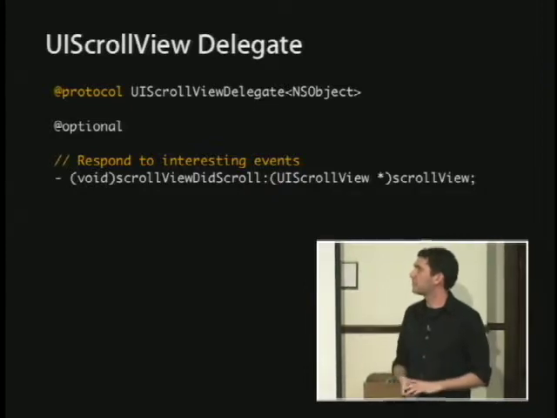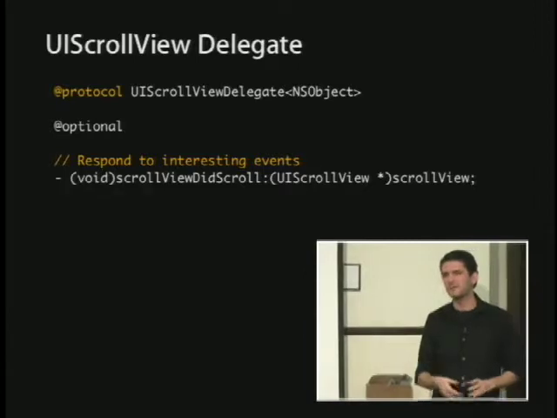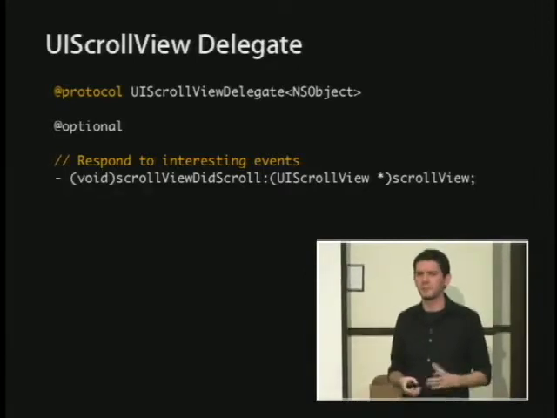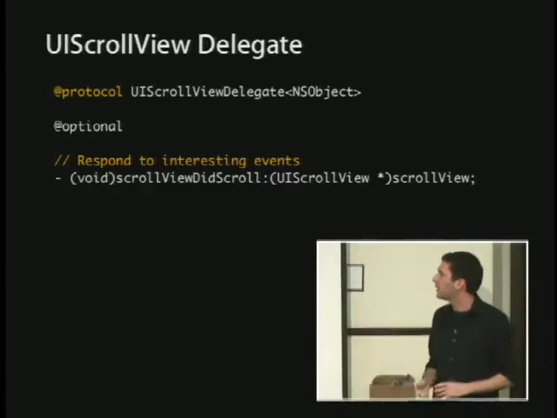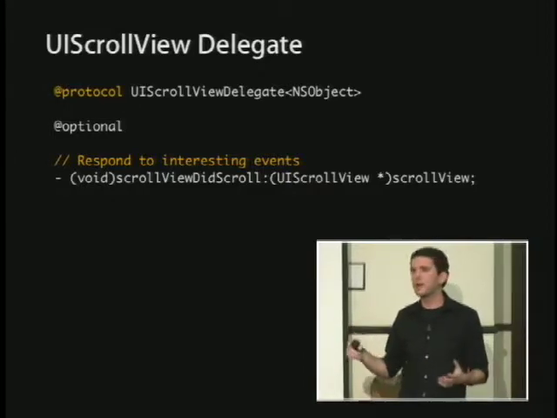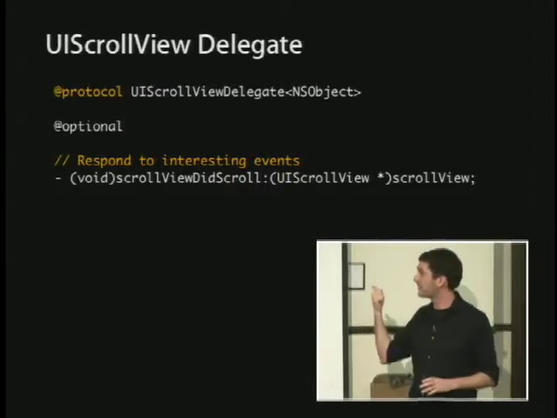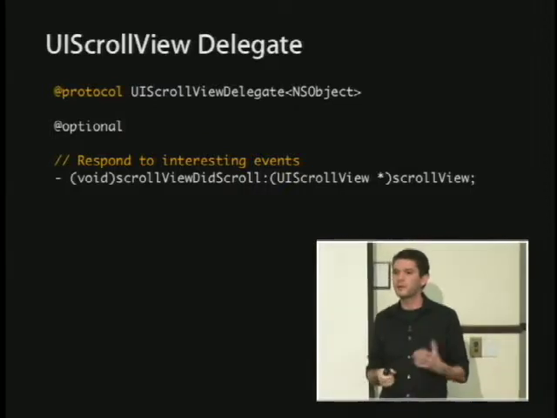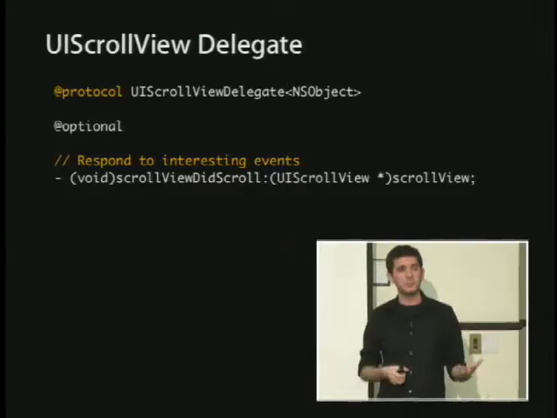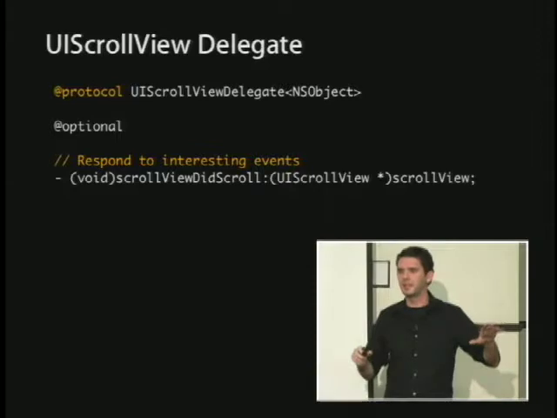UIScrollViewDelegate specifically has quite a lot of delegate methods. We won't go over all of them because there's too many to cover right now. But one of the interesting ones is scrollViewDidScroll. This is called every time the scroll view's content offset changes. So as the user is moving their finger around, this method is getting called constantly. One of the interesting things that lets you do is have subviews in your scroll view that can, for instance, get pinned to an edge when they get there.